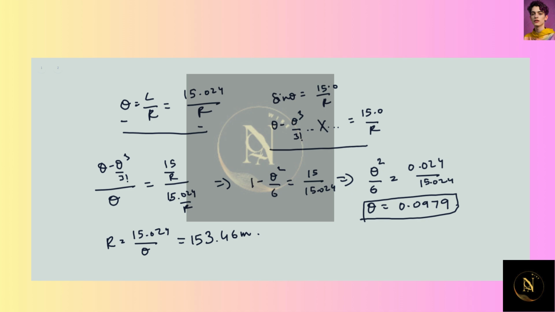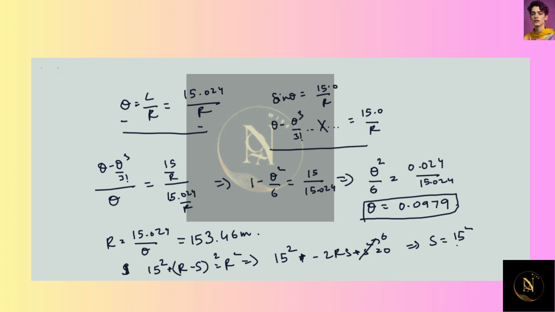Now that we found our radius and theta, we need to find the new sag. If you remember our old formula, 15 squared plus (radius minus sag) squared is equal to r squared, which gives us 15 squared minus 2rs plus s squared is equal to 0. We could use the quadratic formula, but because s is very small compared to r, we'll simply ignore this term, giving us s is equal to 15 squared by 2r, which turns out to be 73.3 centimeters.